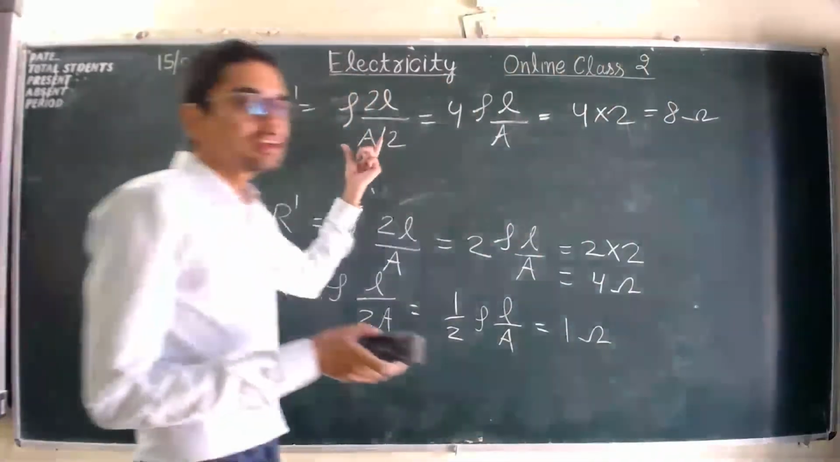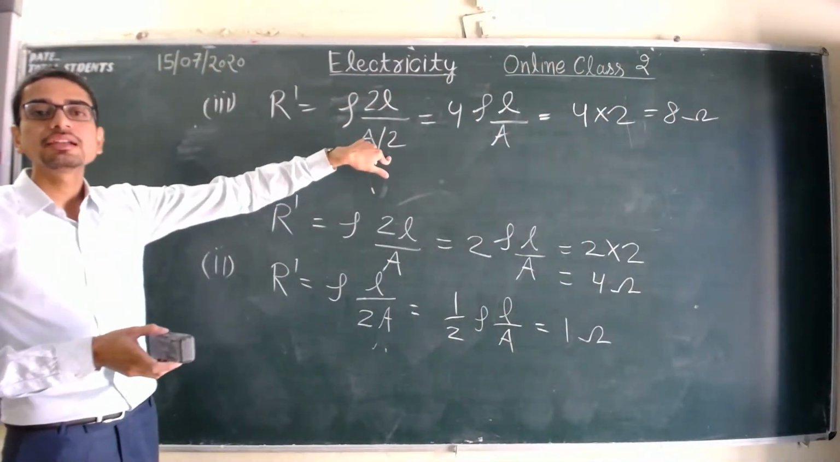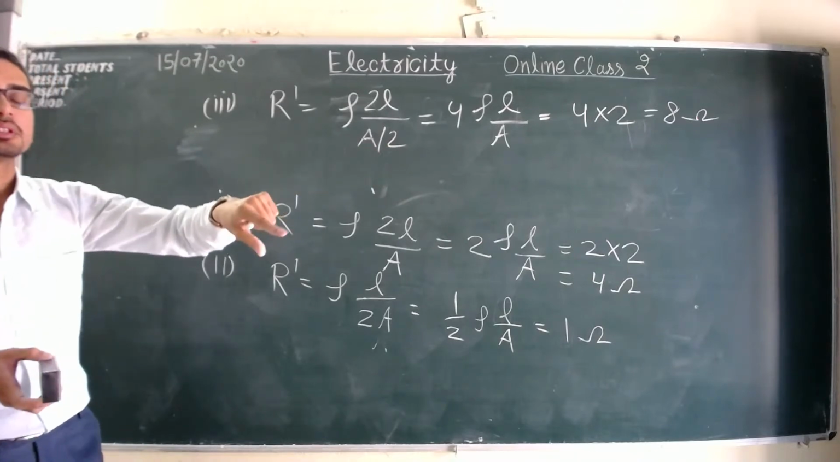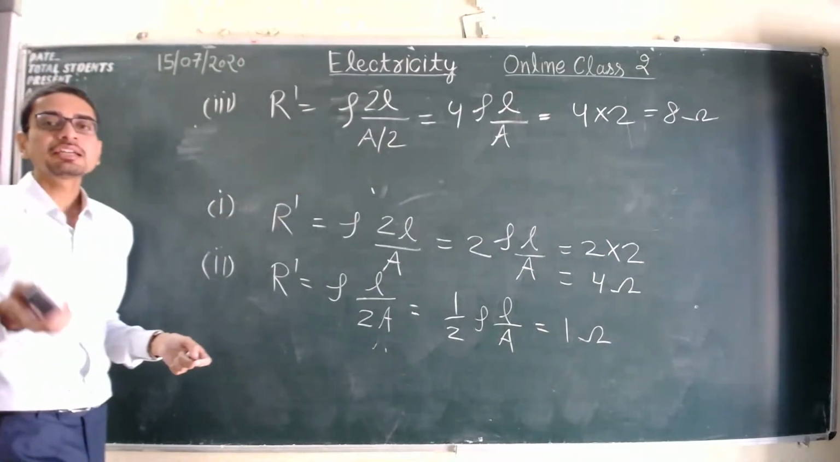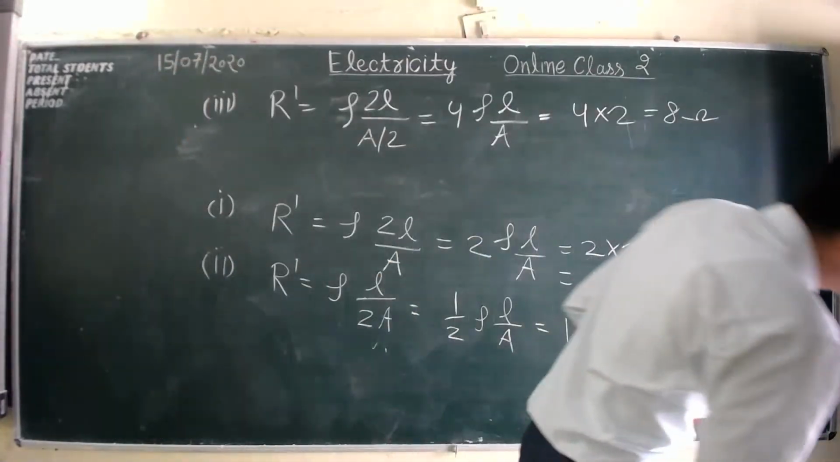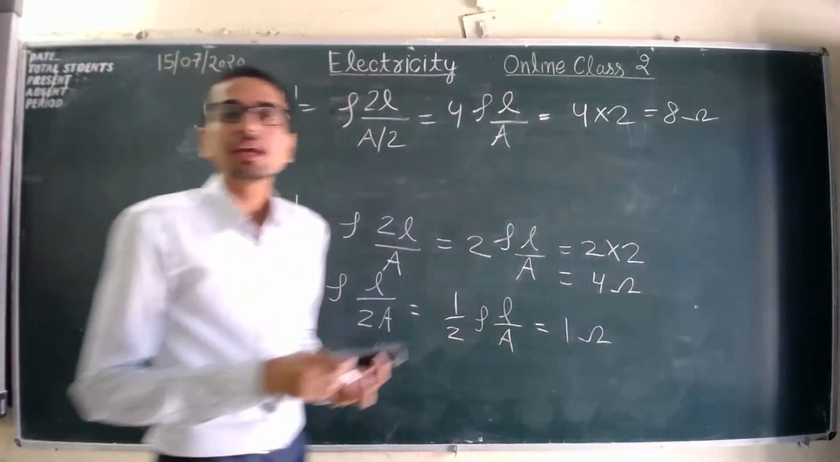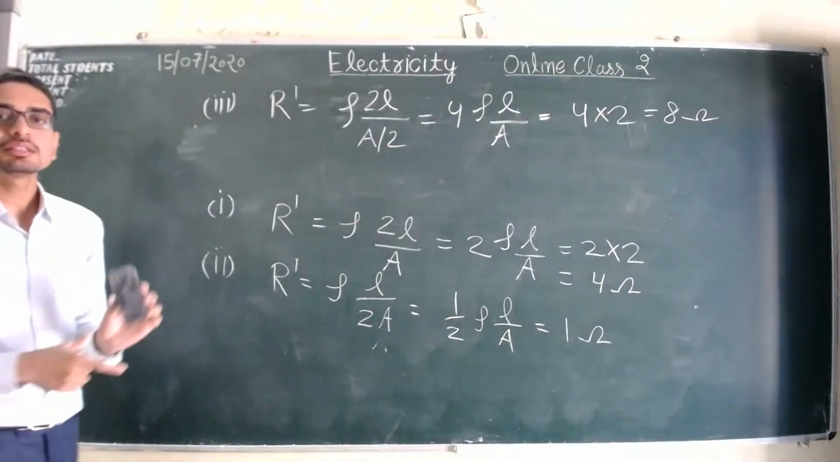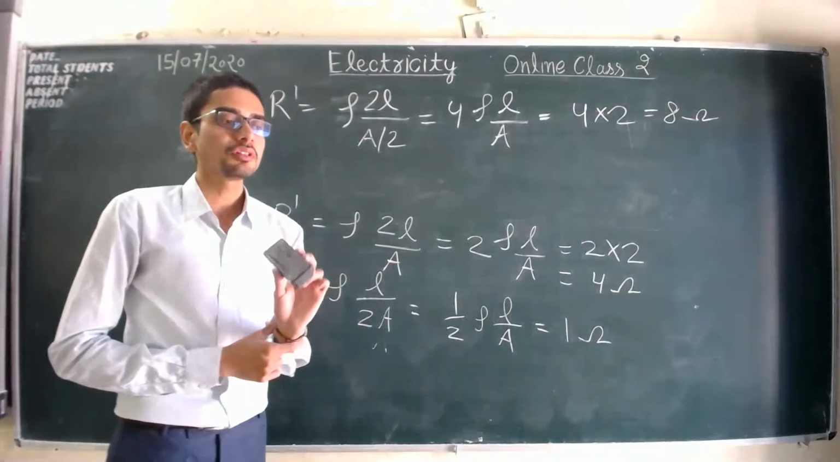Based on this formula, there are many numericals given in your NCERT book. You have to solve all of those numericals. This is your assignment for today. Page number 208 in NCERT has numericals. 4 numericals you have to solve.